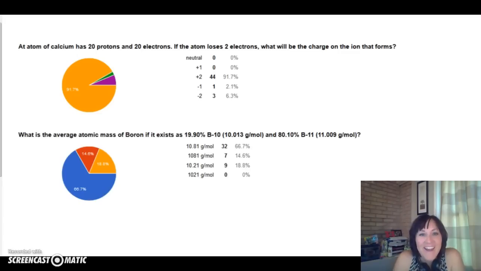I wanted to follow up on our CC from yesterday on the pre-quiz and the post-learning check. So here's some results that I want to talk about. First, I want to talk about this average atomic mass question.